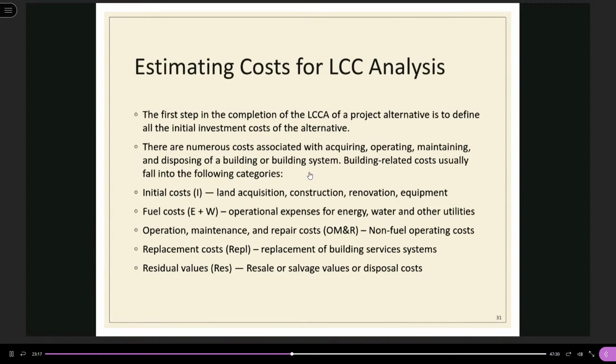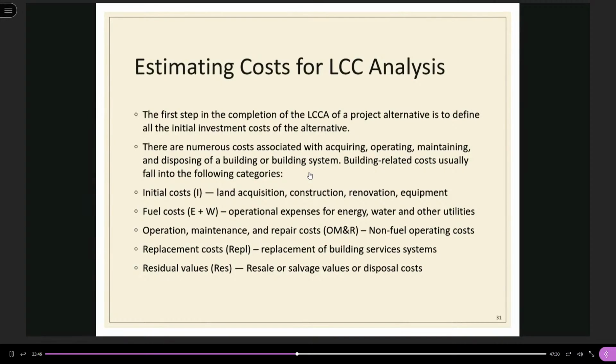The first step in the completion of a life cycle cost analysis of a project alternative is to define all the initial investment costs of the alternative. So what is the construction cost? What is the maintenance cost every year? What is the energy cost every year? And then any replacement costs, and we list out all the costs over the study period.